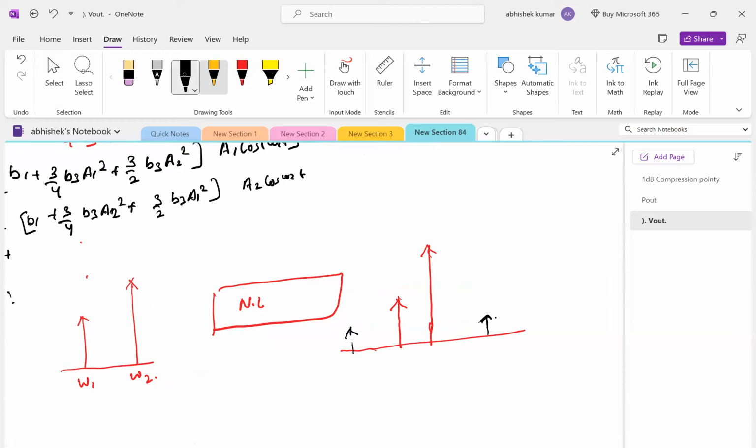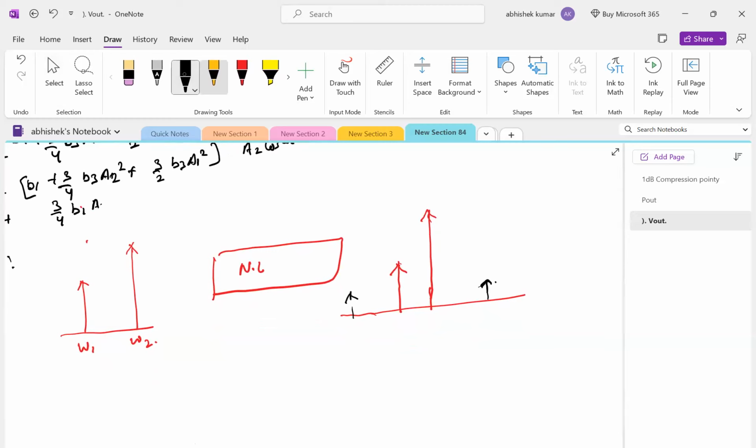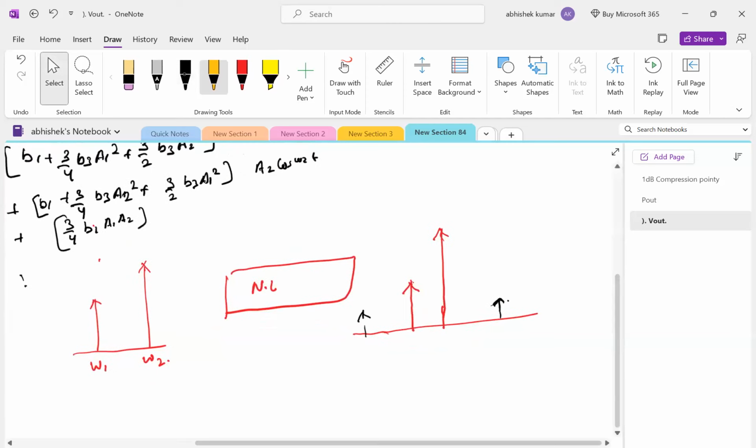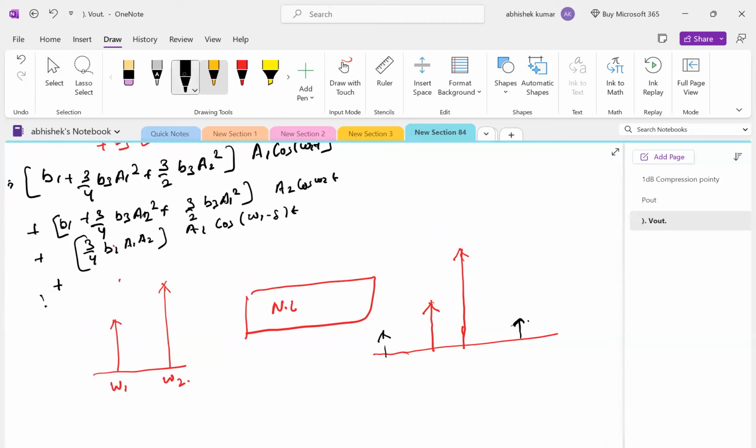So we are getting two new components at new frequencies. Let me write it: one component is 3/4 b3 a1 squared a2 cos(2 omega 1 minus omega 2)t, plus 3/4 b3 a1 a2 squared cos(2 omega 2 minus omega 1)t. So we are getting two more terms that we are not expecting, and these are the intermodulation products.